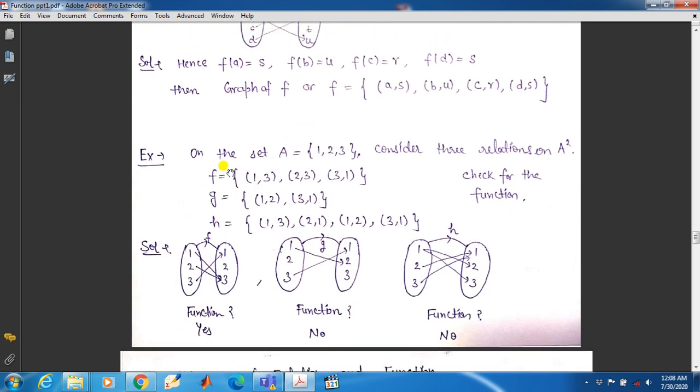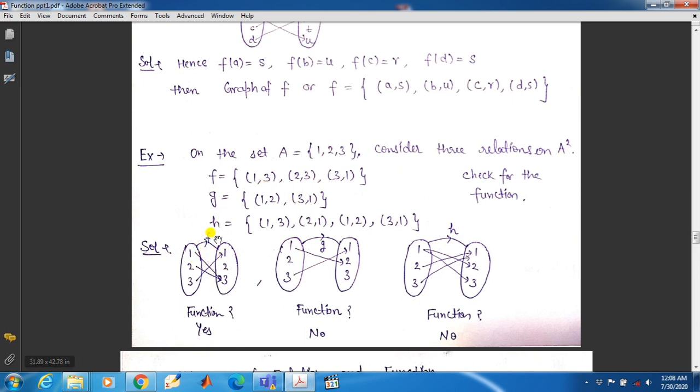Here, on the set A which is {1, 2, 3}, consider three relations on A squared. A squared is A cross A, remember that. First is f, which is {(1,3), (2,3), (3,1)}. g is given as {(1,2), (3,1)}. h is {(1,3), (2,1), (1,2), (3,1)}. You have to check whether the given relations are functions or not. So what will you do?